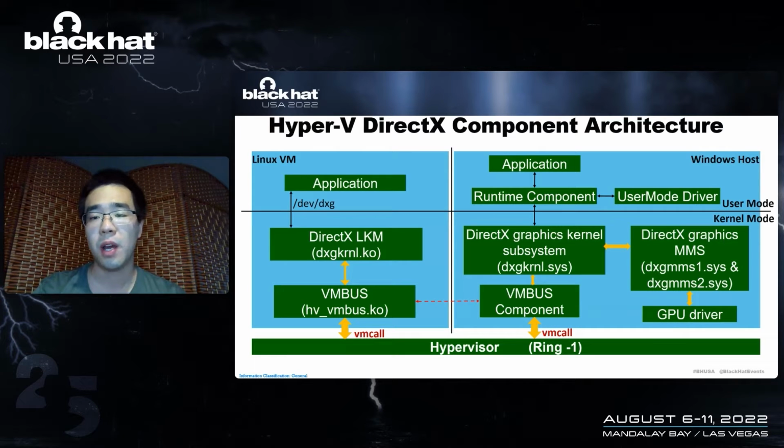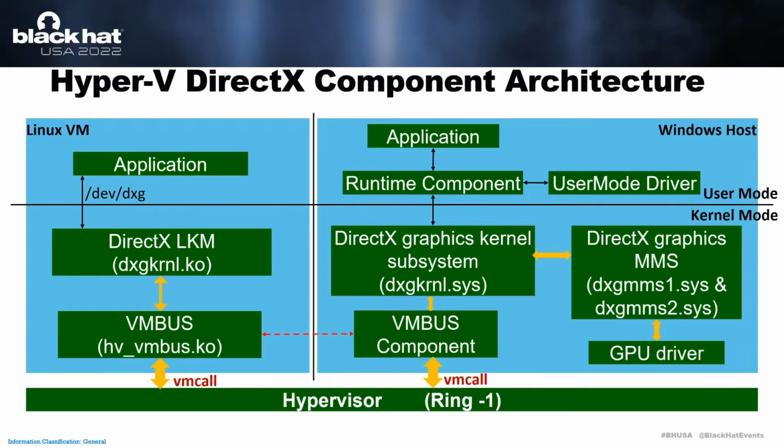The diagram is the Hyper-V DirectX component architecture. The right side of the diagram is the simplified WDDM. The left side represents the child partition where the guest virtual machine is located. The DXG kernel Linux kernel module in the Linux virtual machine transmits data with the DirectX graphic kernel subsystem in the host machine through the VM bus component.